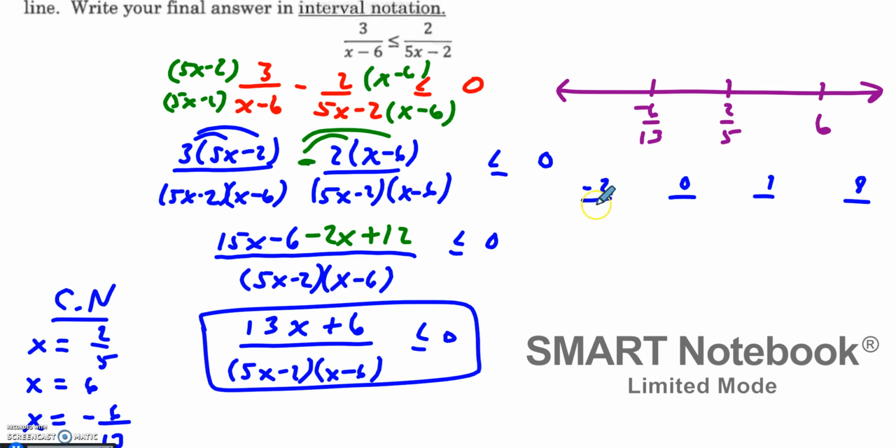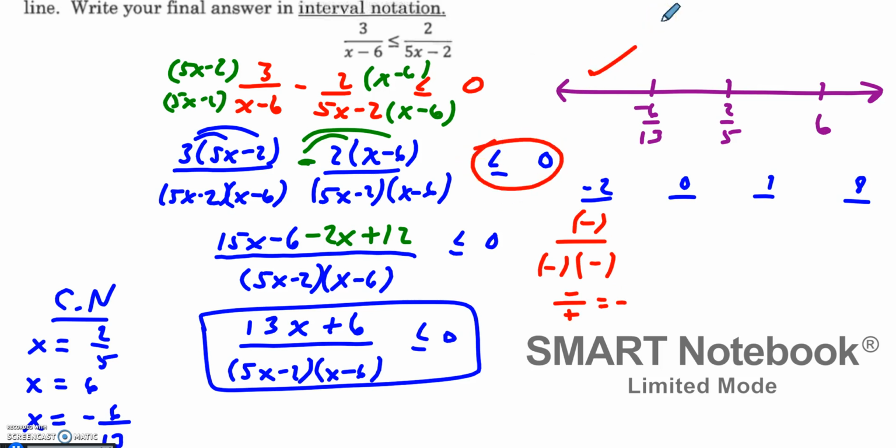So, if I plug negative 2 into the top, I'm going to get a negative number on the top, I'm going to get a negative number on the bottom down here, and I'm also going to get a negative number here. Negative divided by positive is a negative, and I want things that are less than or equal to 0, so this interval works. If I plug 0 into this, 0 into the numerator is positive, 0 into the denominator is negative, 0 into this denominator is also negative. So I would have positive over positive, which is a positive answer, which is not less than or equal to 0, so that is not an interval that works.